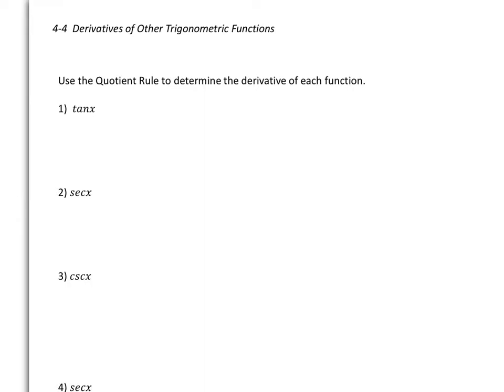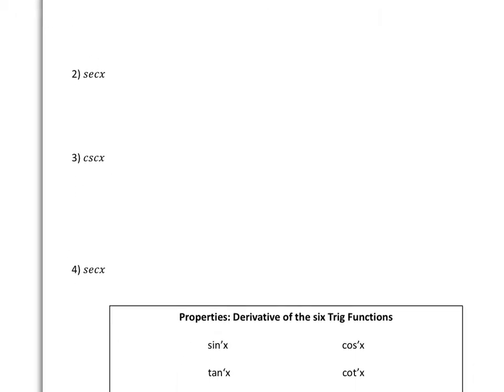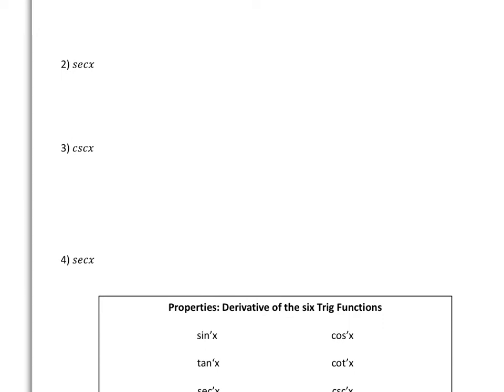Okay guys, so I want to go through with you to find the derivatives of tangent, secant, cosecant, cotangent. Before we begin, I noticed as I was uploading this page that there's actually a typo, so my bad. For number 4, it says secant of x, but that should actually be cotangent of x.